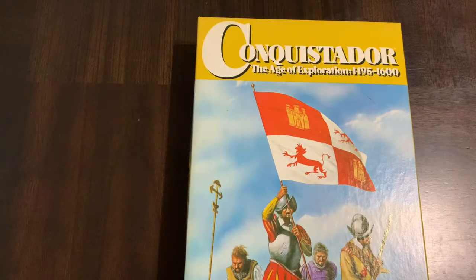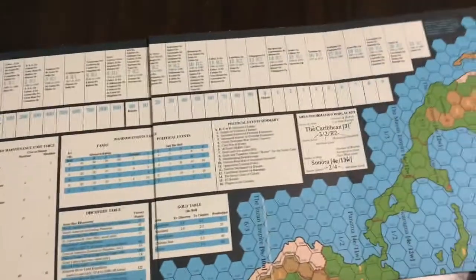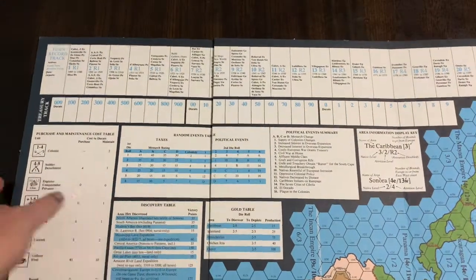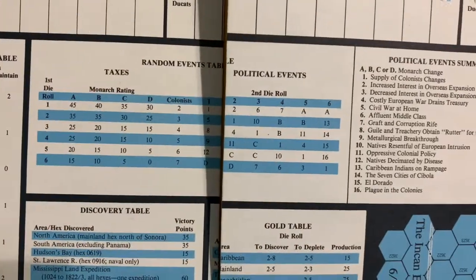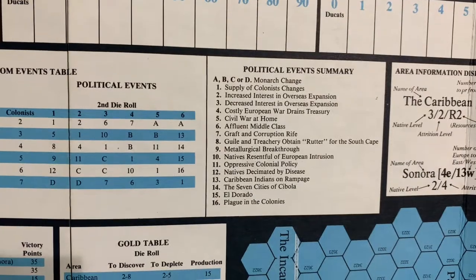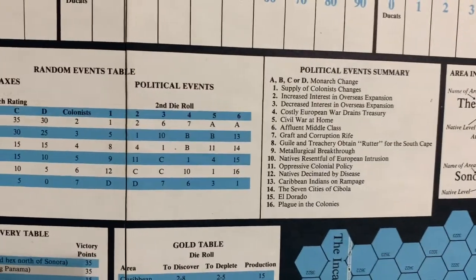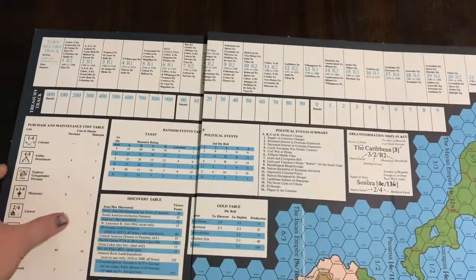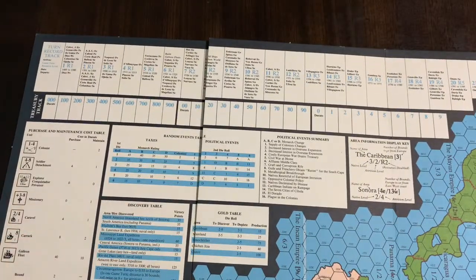My second one was Conquistador, the Age of Exploration, an Avalon Hill game. And that game had the random event table right there on the board. It's just a portion of the board. But as you can see there, you had the random event table, and it dealt with taxation and political events and affected the game in that fashion.